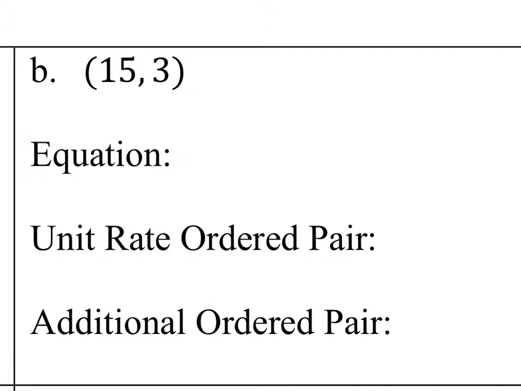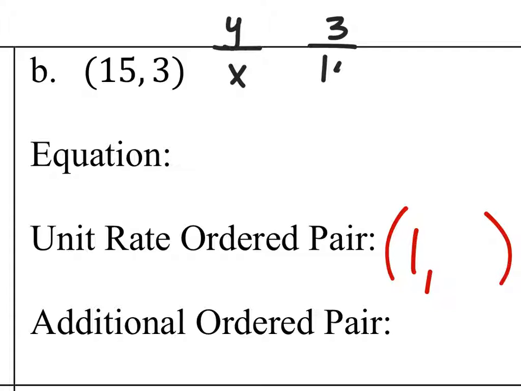So here we have the point (15, 3). We need the equation, but we need the unit rate as an ordered pair. Now we've already seen with the tables that the unit rate has to have the x value be a 1, whatever it is. So on this one, again, I can set up my proportion with y's over x's. And up in the count, we've got 3 as the y and 15 as the x. But we want an equivalent fraction where x is 1.